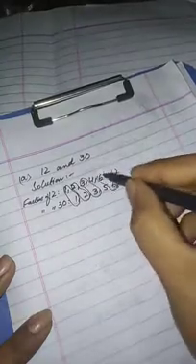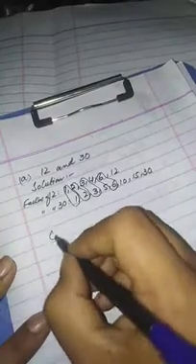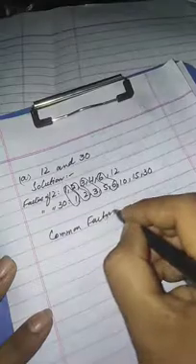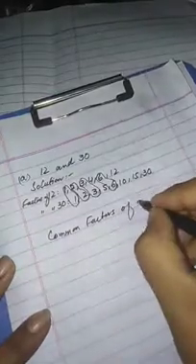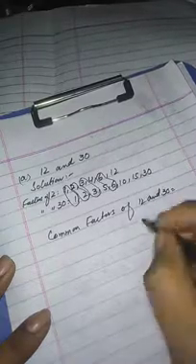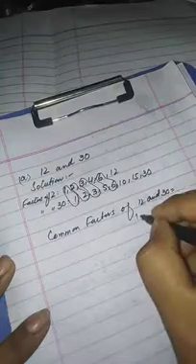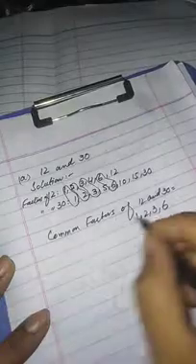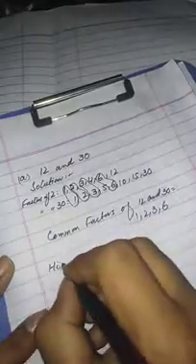First of all, we will highlight the common ones. 1 is common, 2 is also common, 3 is also common, and 6 is also common. So we will first write the common factors of 12 and 30. These are 1, 2, 3 and 6. Now we will write the highest common factor.